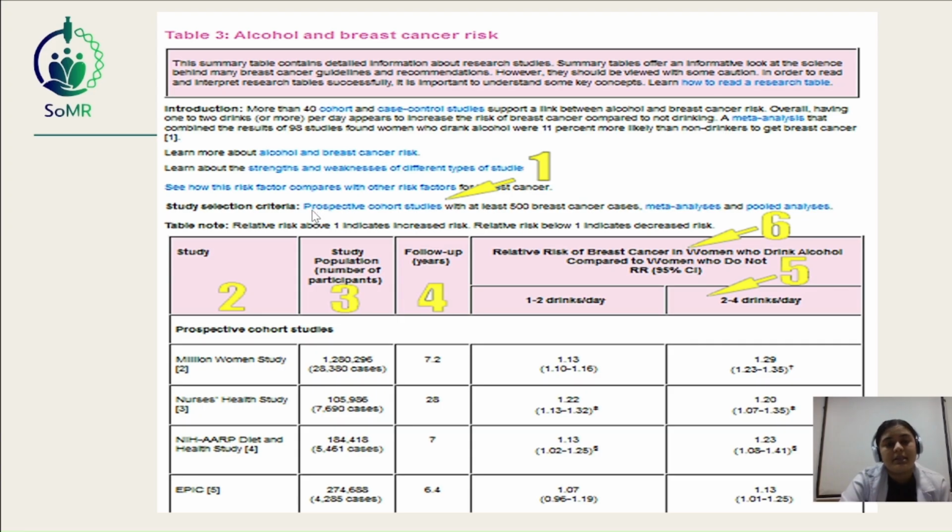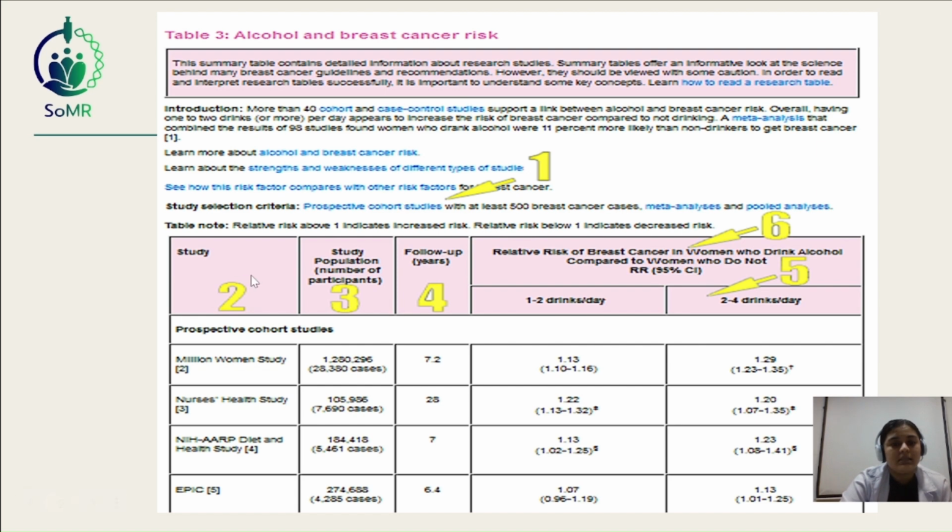The study selection criteria is something that needs to be mentioned beforehand in the inclusion and exclusion criteria. So for example, sometimes we do not include case series or case reports, or sometimes we do include them. So these are things that need to be mentioned beforehand.